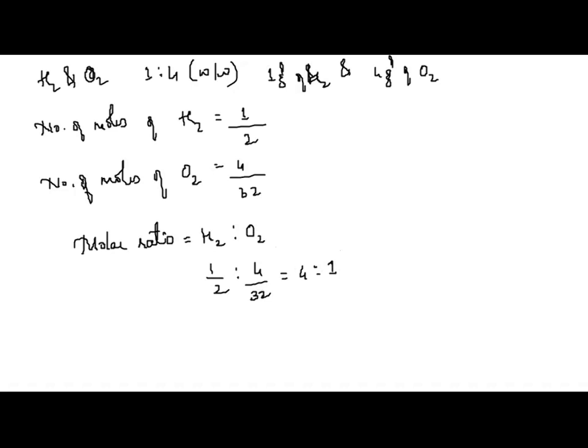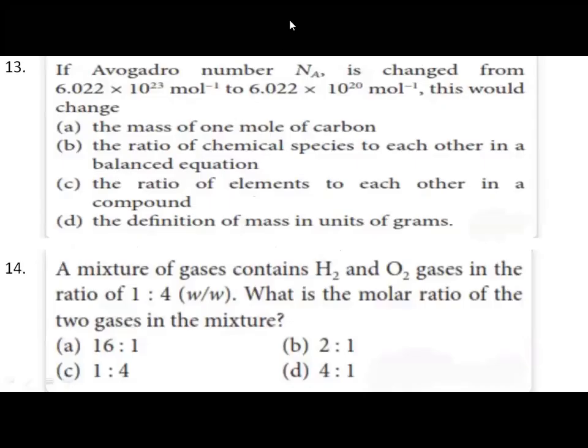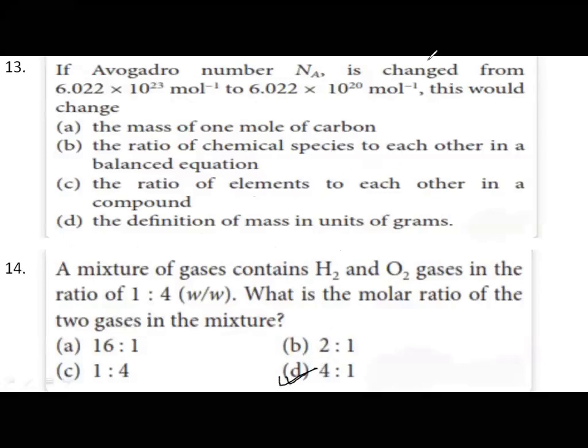So let us see which is the correct option here. The correct option is option D. It is 4:1.